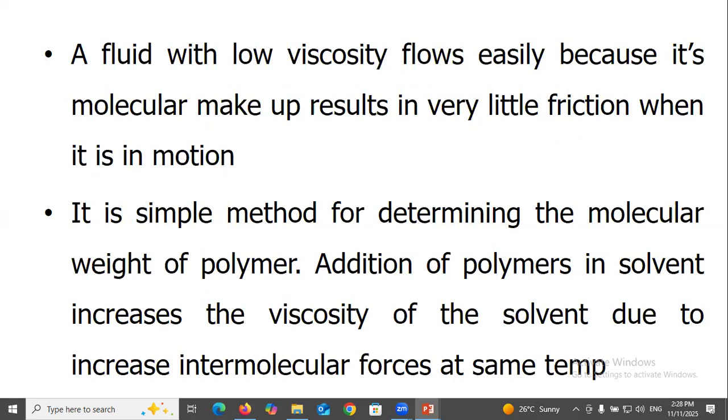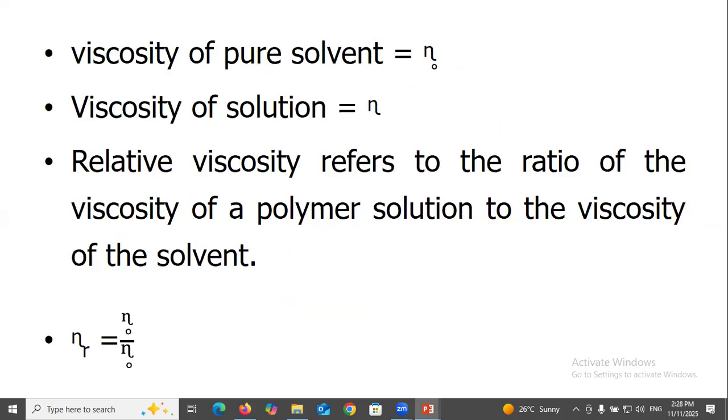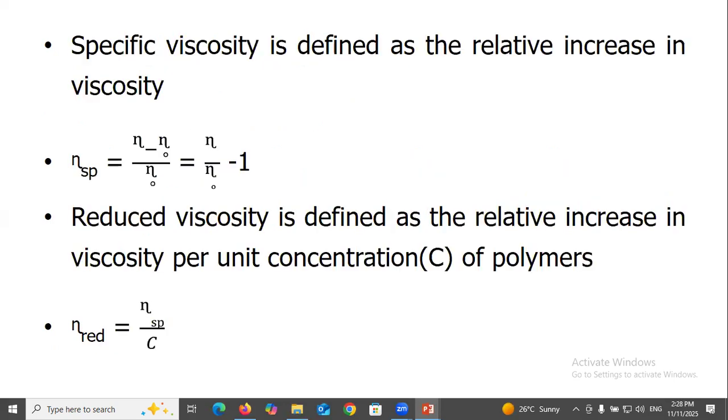Addition of polymer to a solvent increases the viscosity of the solvent due to increased intermolecular forces at the same temperature. Viscosity of pure solvent, eta naught; viscosity of solution, eta. Relative viscosity is the ratio of the viscosity of the polymer solution to the viscosity of the solvent, so eta R equals eta over eta naught. Specific viscosity is defined as the relative increase in the viscosity, so eta specific is eta minus eta naught over eta naught, which we can write as eta over eta naught minus 1.